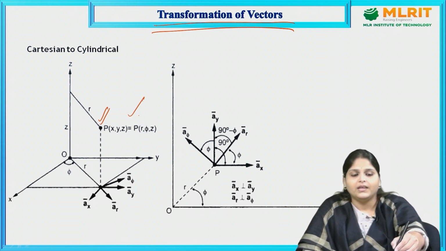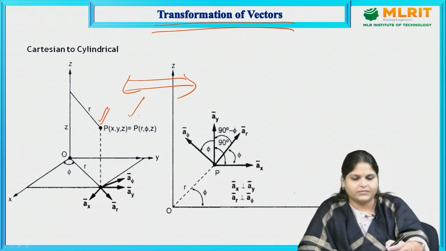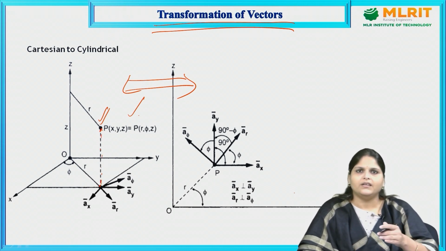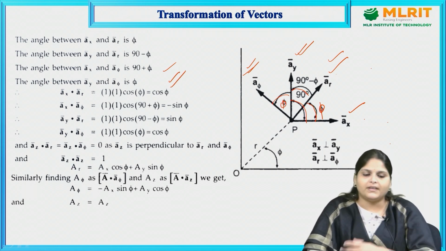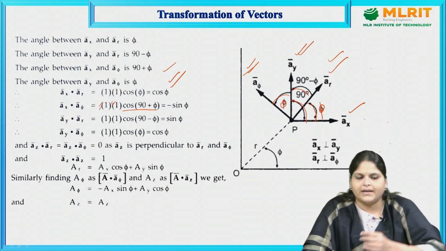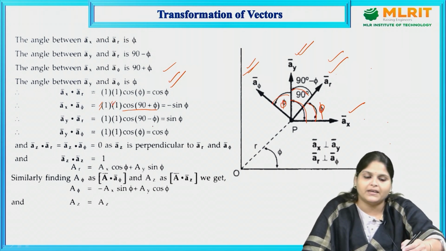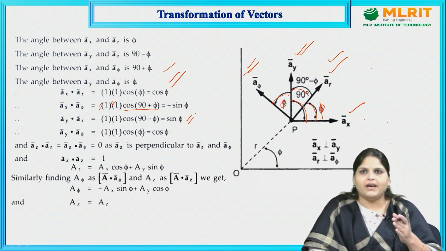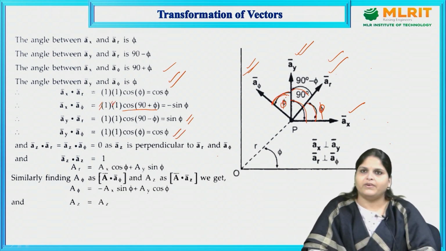Now we are going to elaborate this diagram. If you see here, this is the point, and here we have taken the projection of this point. Right, ax dot a phi becomes cos 90 plus phi, which equals minus sin phi. If you see ay dot ar, it becomes cos 90 minus phi because of the angle between ay and ar, so it becomes sin phi. ay dot a phi becomes cos phi, as the angle between both of them is also phi, right?